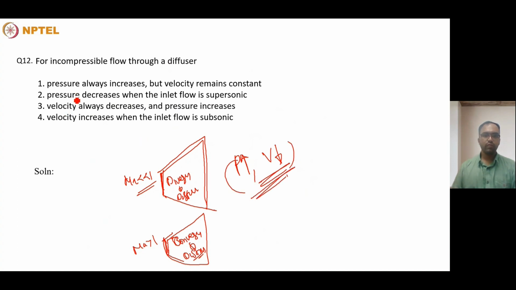So in this case, pressure always increases and the velocity always decreases. The function of a diffuser is to increase the pressure and decrease the velocity. So a diverging duct will be acting as a diffuser for a subsonic flow, and a converging duct will be acting as a diffuser for a supersonic flow.